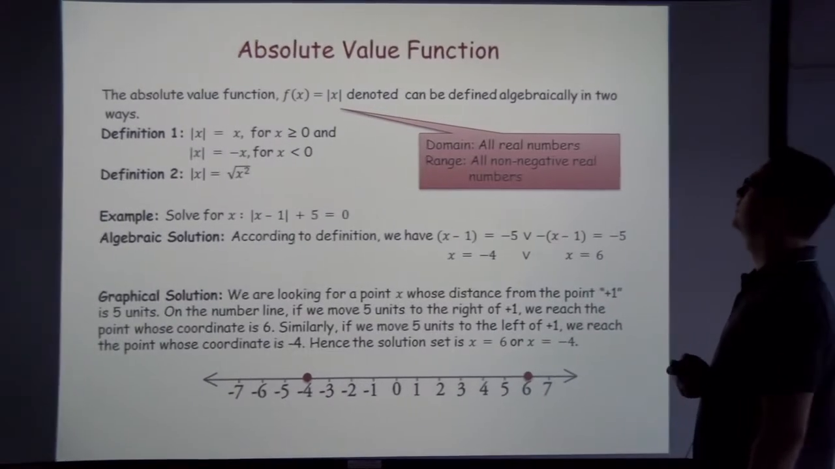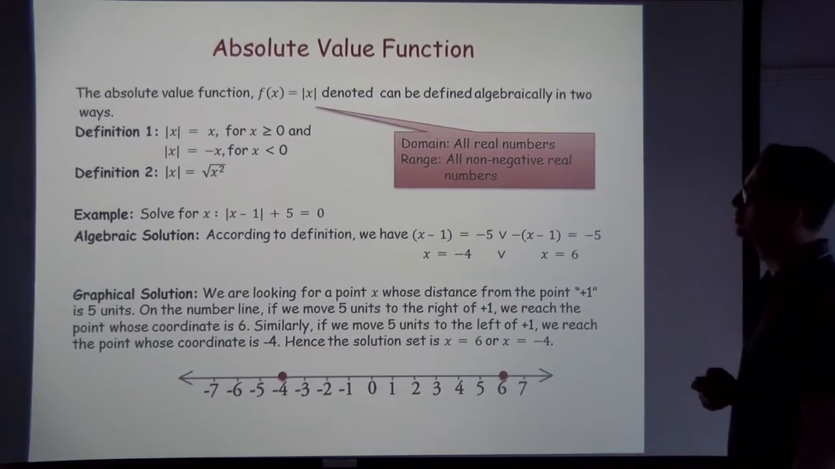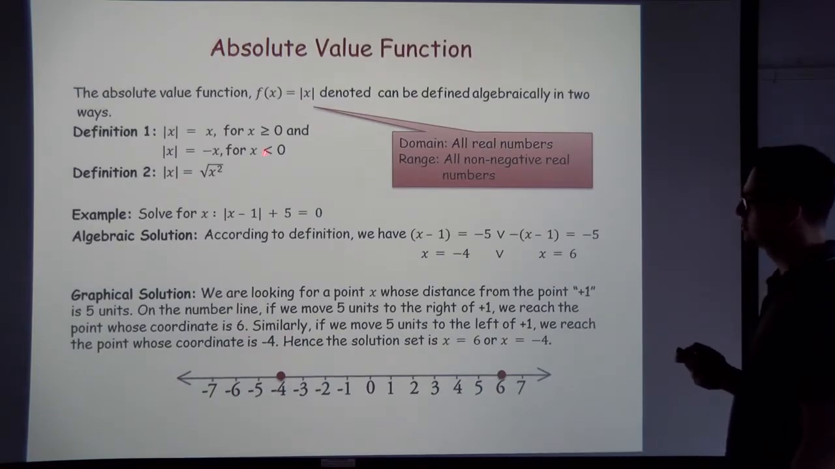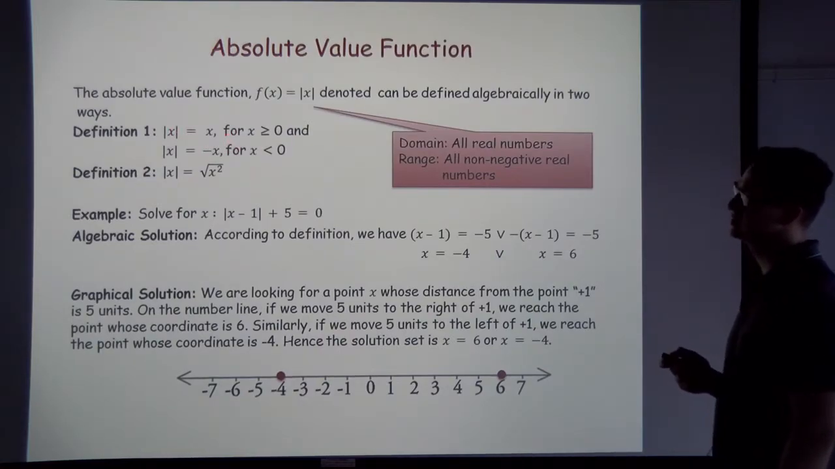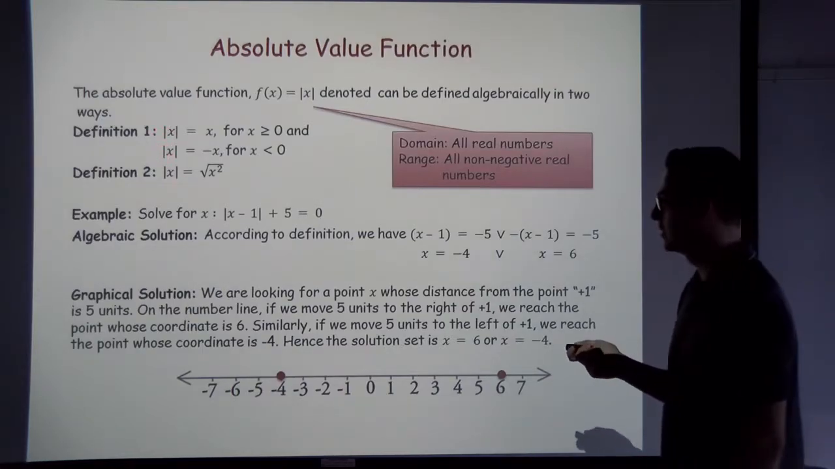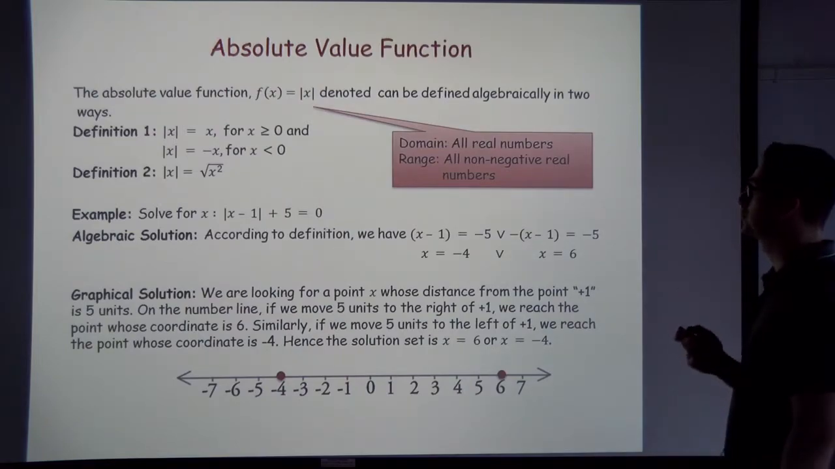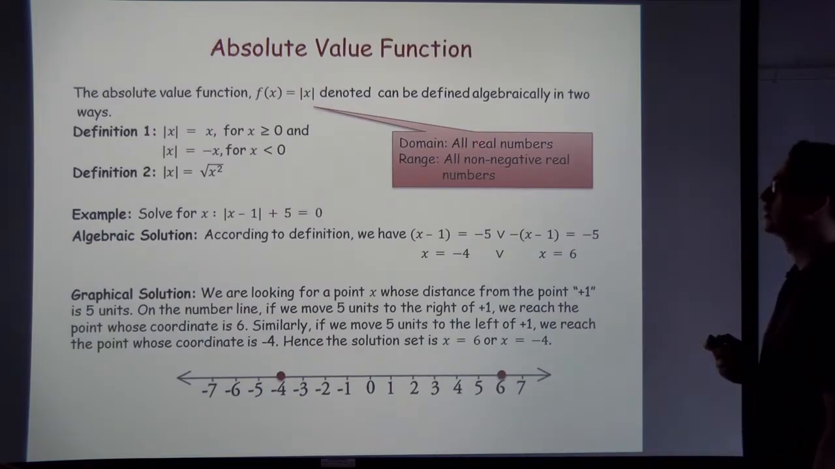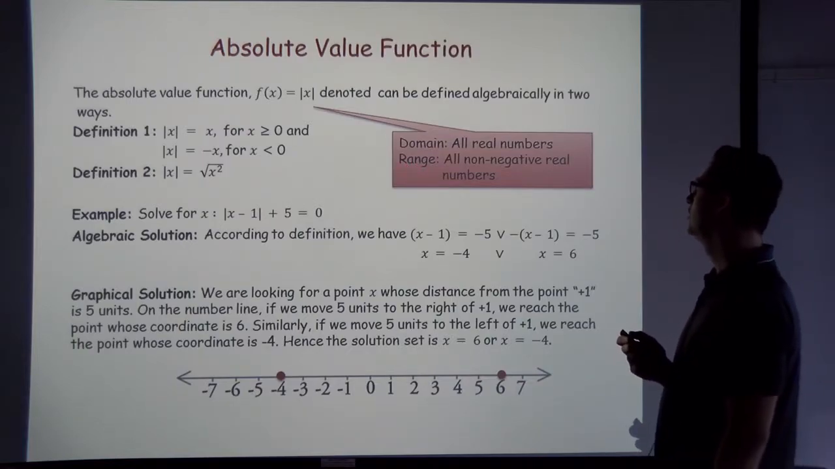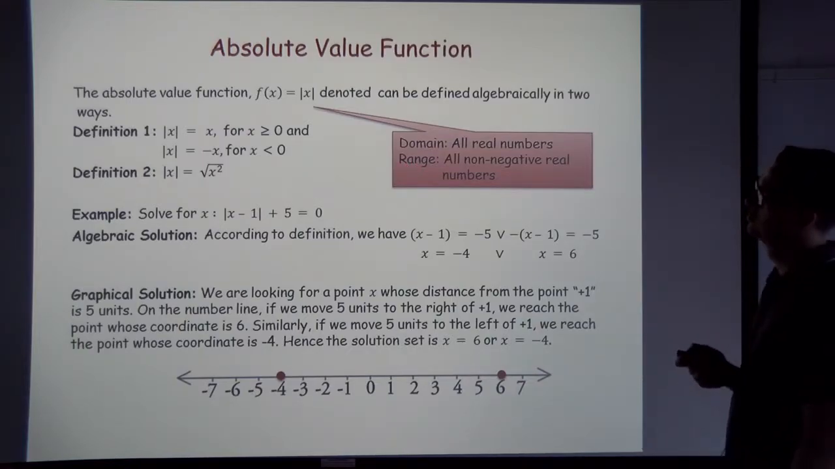Denoted, it can be defined algebraically in two different ways. Our first way is x, where x is greater than or equal to 0. For our second way, we have negative x, where x is less than 0, because we know that whether we have a positive or a negative inside our absolute value bars, our answer is going to be positive. So for our domain, our x values, they're going to be all real numbers. For our range, which is our y values, all non-negative real numbers.